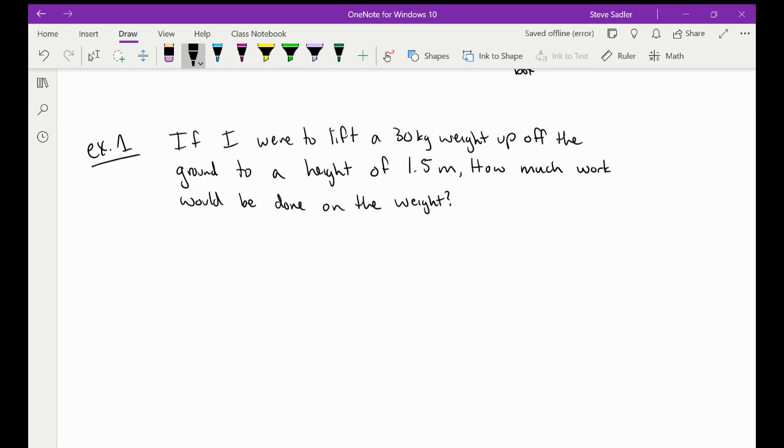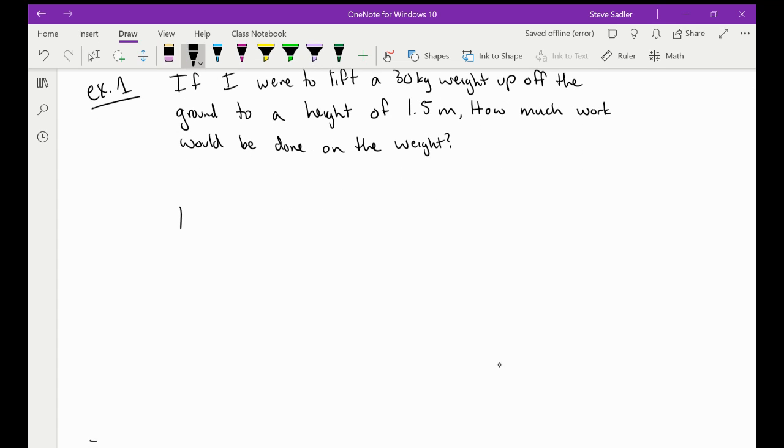So here we go. Let's get into some problems. If I were to lift a 30 kilogram weight off of the ground to a height of 1.5 meters, how much work would be done on the weight? Well, let's draw our free body diagram. We know that I'm going to apply a force to move that up, and I'm countering gravity. I know that work is equal to force times displacement, or force times distance. So we know that our displacement is 1.5 meters.